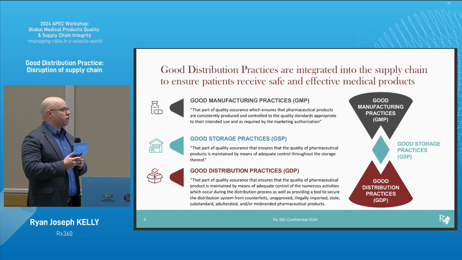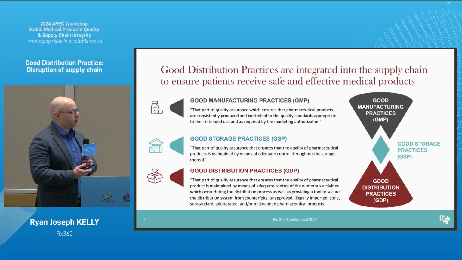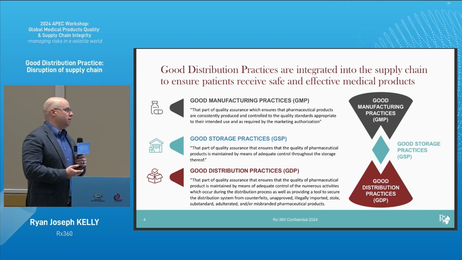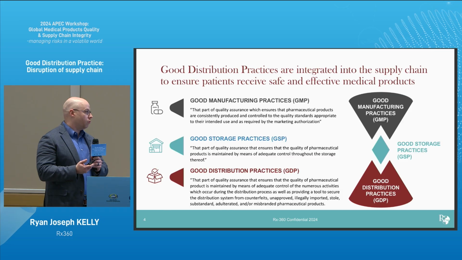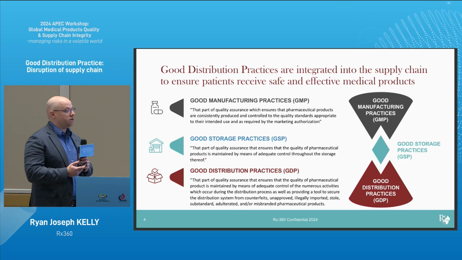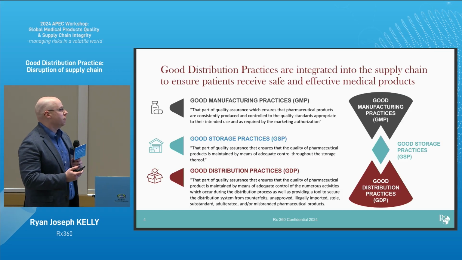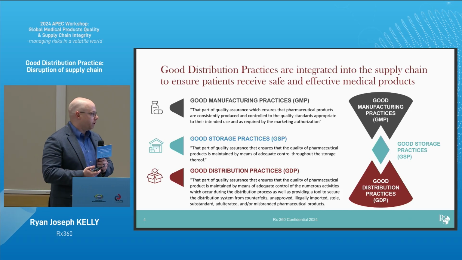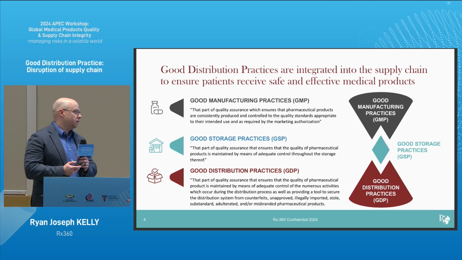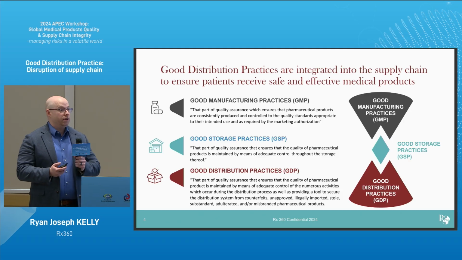And then once these products are then shipped into the supply chain, that's really where good distribution practices come into play to ensure that the quality of the medical products are maintained by the means of adequate control across our numerous activities of storage, handling, transportation, and securing the product from counterfeits, unapproved, illegally imported, stolen, substandard, adulterated, or misbranded, or otherwise adulterated medical products.